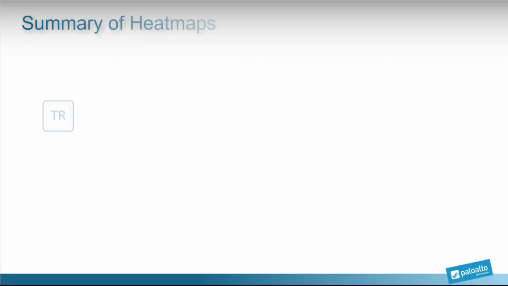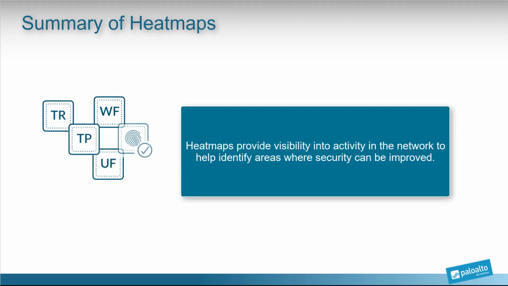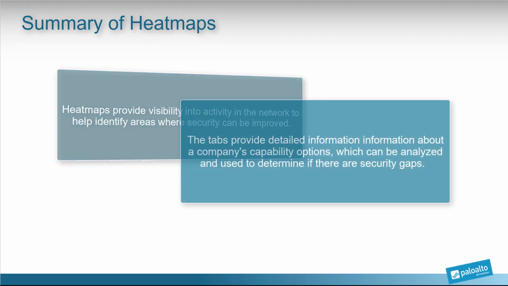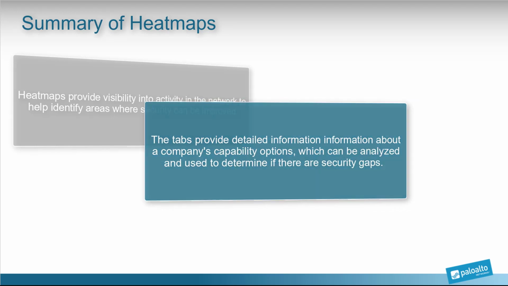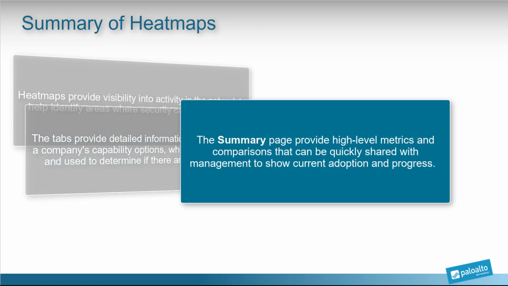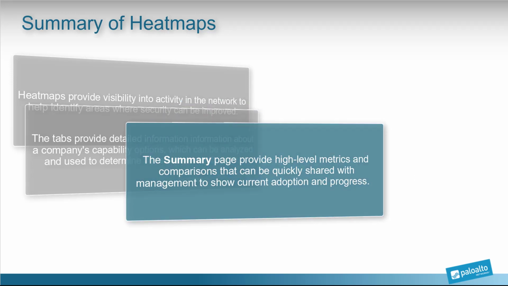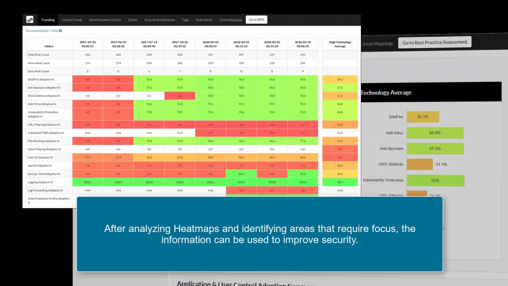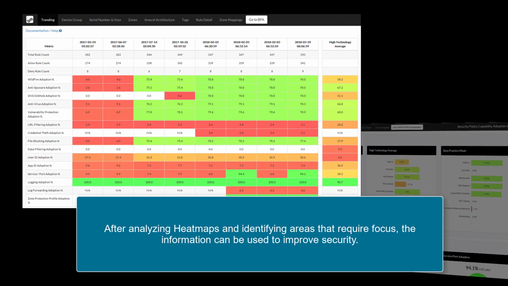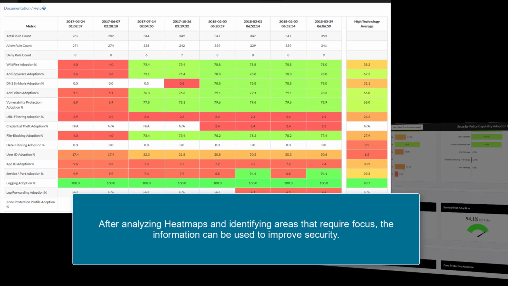Before we can improve on security, we must have visibility into what's happening in the network, and that's what Heatmaps provide. The tabs provide you the detailed information to analyze a company's capability adoption, which can be used to determine if there are security gaps. The summary page provides you with high-level metrics and comparisons that can be quickly shared with management to show current adoption and progress. Once you have analyzed the heat map data and identified the areas of focus, you can use this information to improve security.